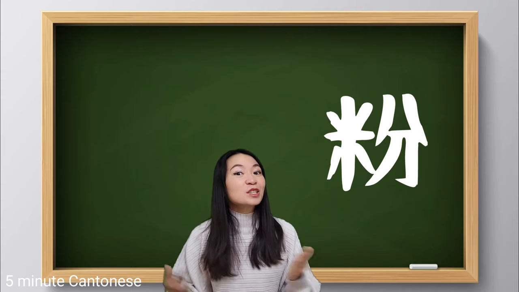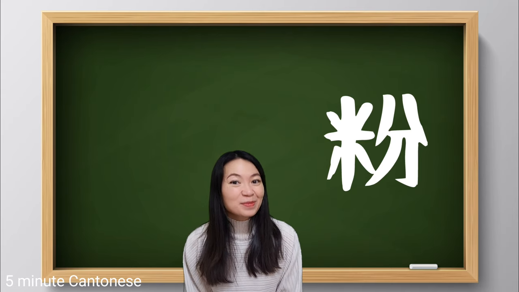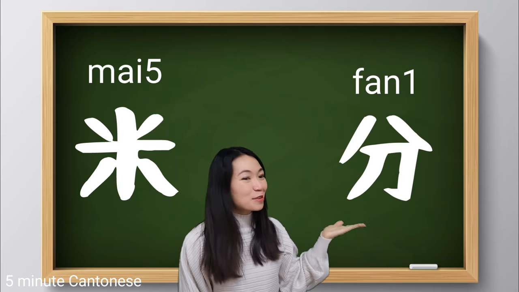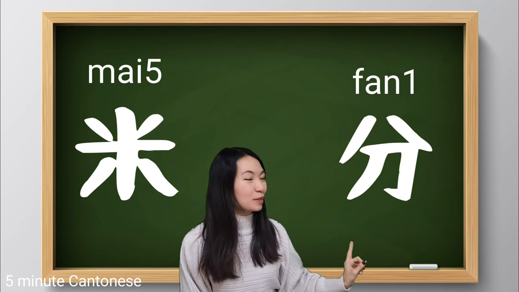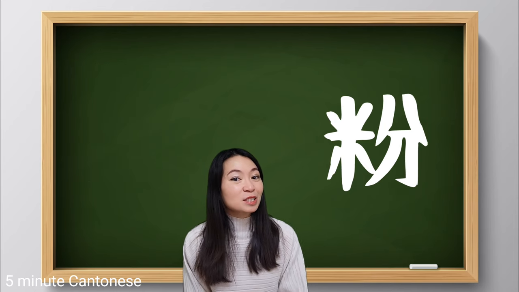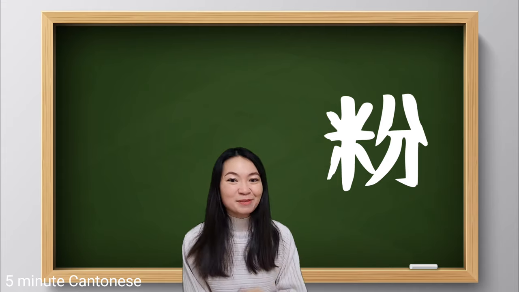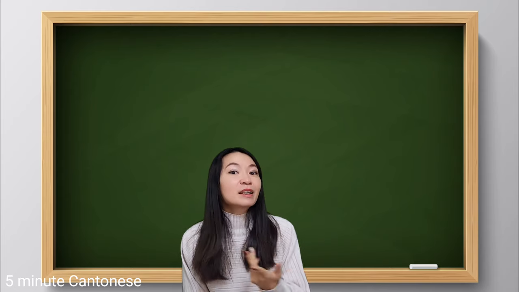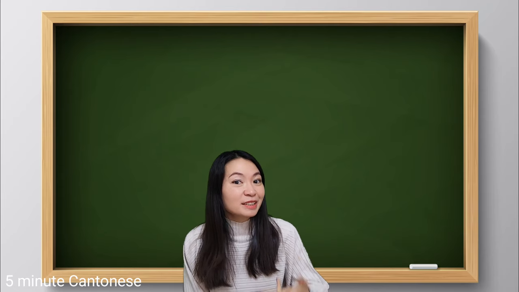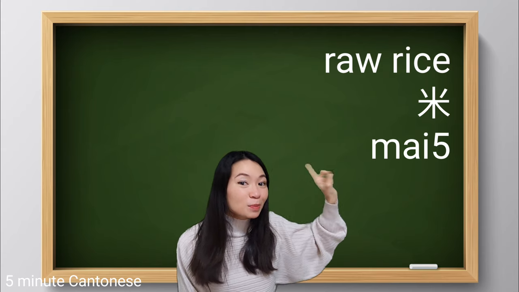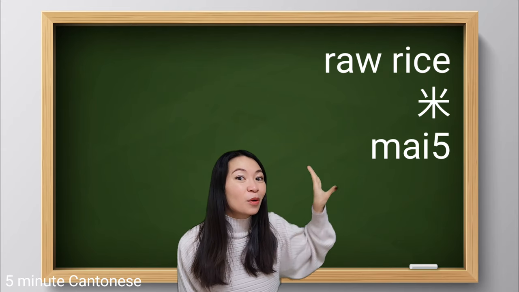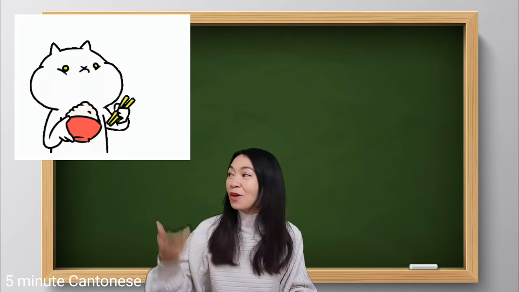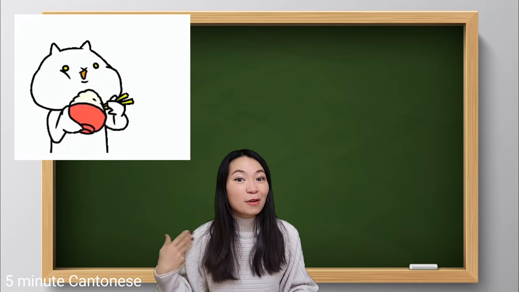Okay? So how about fun? Well, it also consists of two parts: mai and fun, where fun is the pronunciation. Can you guess the key ingredient of fun? Yes, the key ingredient is mai, which literally means raw rice. So the noodles which are made of rice, we call them fun.